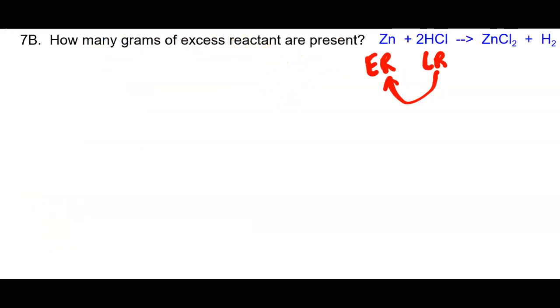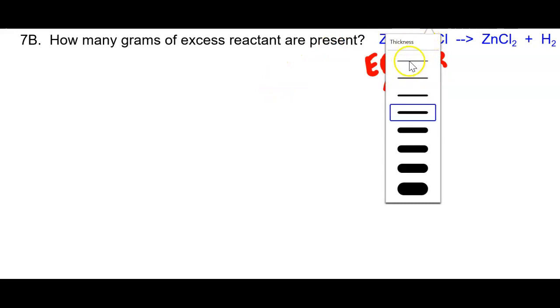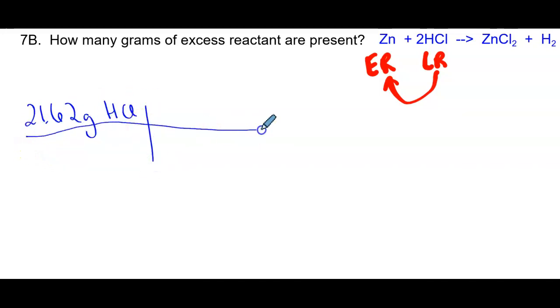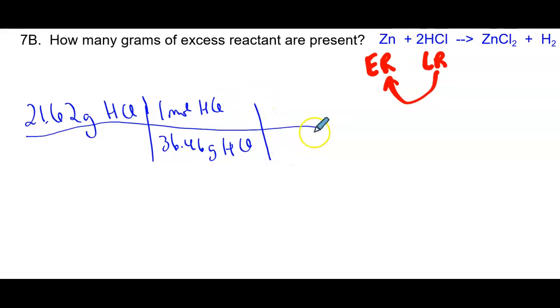All right, let's begin this problem. We're going to start with the limiting reactant. So we're going to start with 21.62 grams of hydrochloric acid, and we're going to take this stoichiometrically to zinc. We already knew this is 36.46 grams of hydrochloric acid for every 1 mole of hydrochloric acid. And we know from our balanced equation there are 2 moles of hydrochloric acid for every 1 mole of zinc.